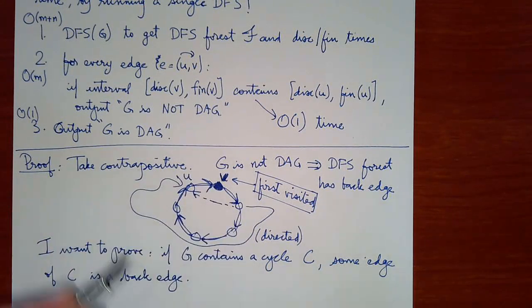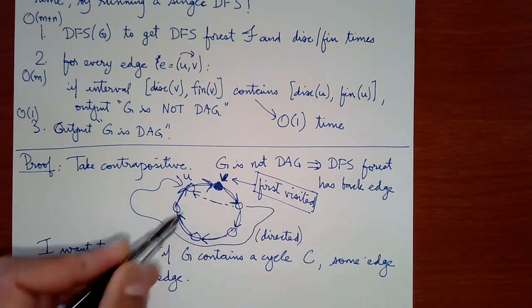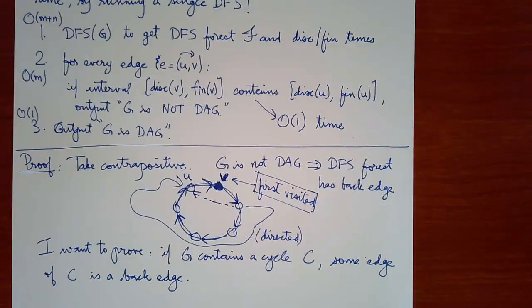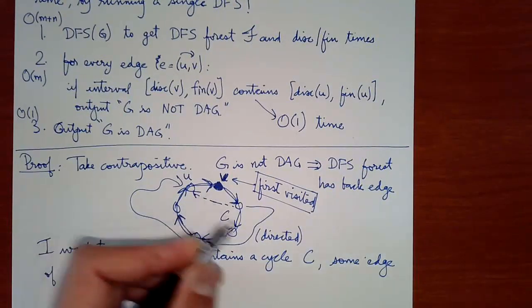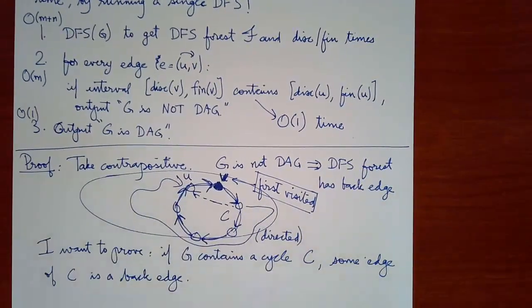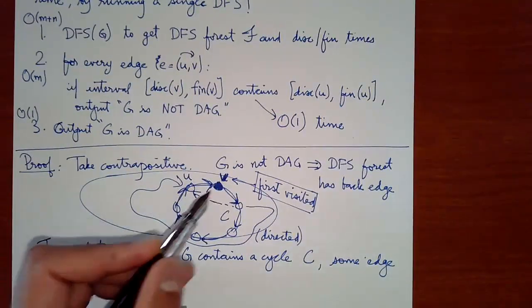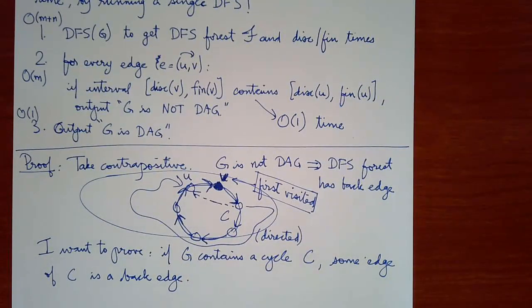I'm just saying your graph may have many more edges than the cycle itself. Okay, so it's not the complete graph. No, what I drew here was not the entire graph. I only drew the cycle. Right, this is the cycle C. There could be a bunch of other edges. Who knows what the graph looks like? You're just trying to say that if the graph contains a cycle, some edge of that cycle is a back edge. And it may be the case that actually only one of these edges is a back edge.